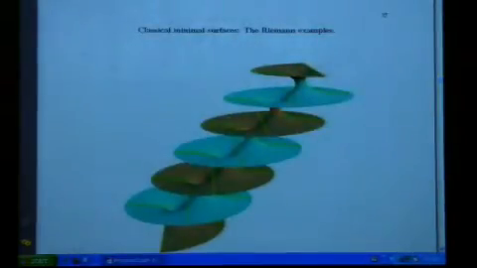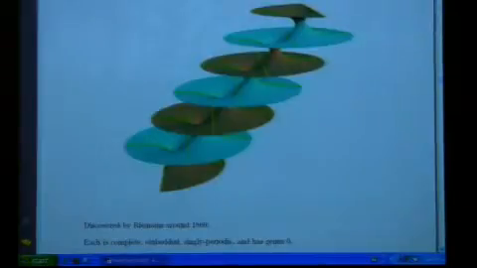So continuing on the classical minimal surfaces, the next family is called the Riemann examples. These were discovered by Riemann around 1860.